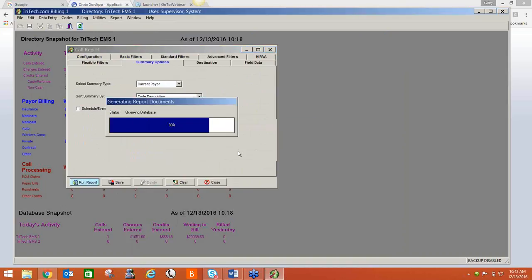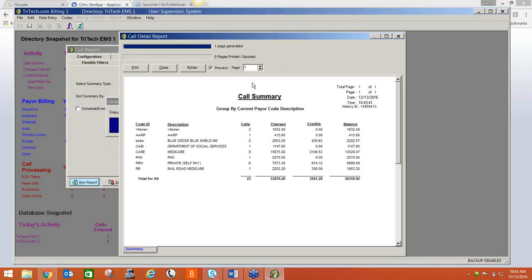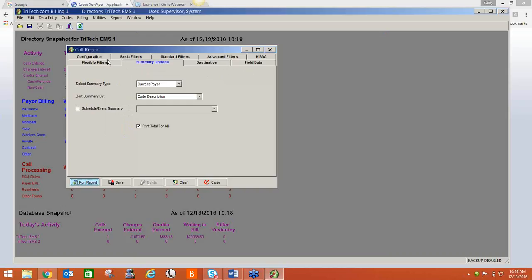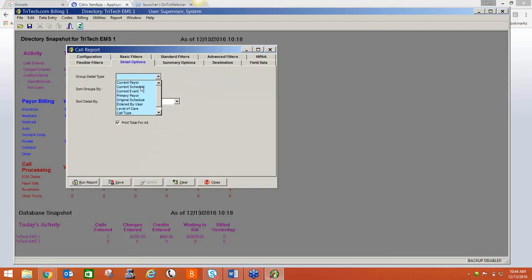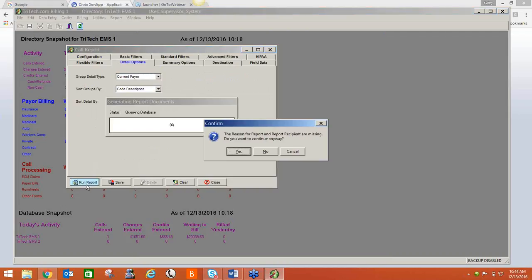And again, this will show me those calls that are sitting out there. So I have 23 calls. Here's my payer mix that were dated before 12/31/2015. So in theory, for some of these, they may be ones I'd want to consider for write-offs, or I'd want to go in and look and see if there's something going on that I can still get my money. Again, to find out who they are, I simply would keep the same parameters, check on detail, come to my details options and choose current payer, and run the report again.